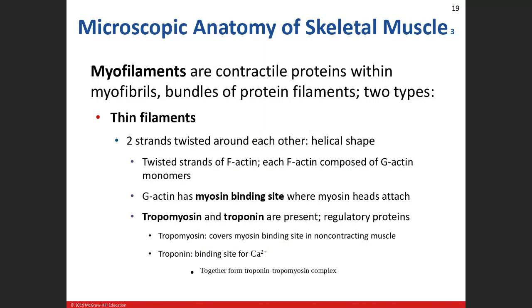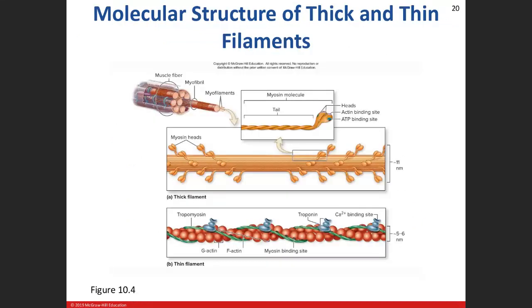So tropomyosin is the protein that covers the binding site. Troponin has the binding site for calcium. And together, we call them the troponin-tropomyosin complex. These are referred to as regulatory proteins. So you need to know that tropomyosin and troponin are the regulatory proteins. They regulate this process of muscle contraction.